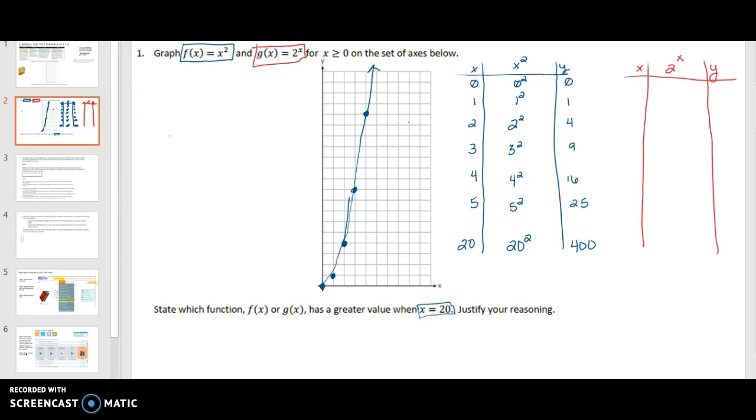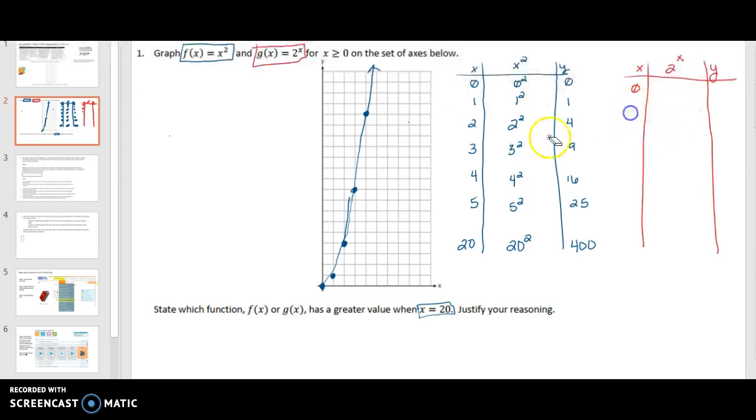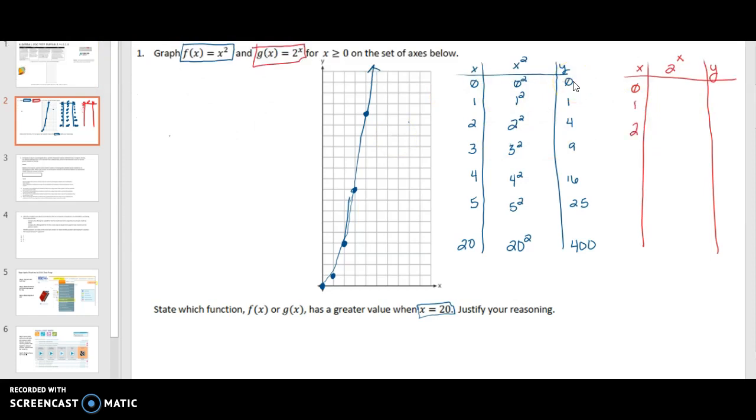Okay, so I'm sorry. I'm going to do the same thing. I'm just probably going to pick 1 through 5. Wow, apparently I'm going to skip numbers. Sorry. 1, 2, 3, 4, 5, and then I'm also going to do 20 because it wants to know which one is the bigger one.